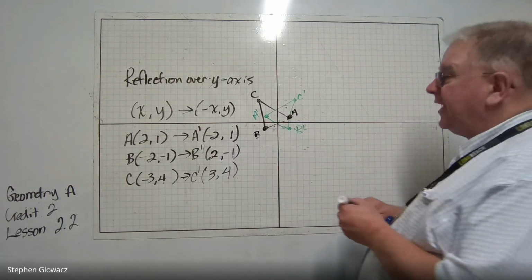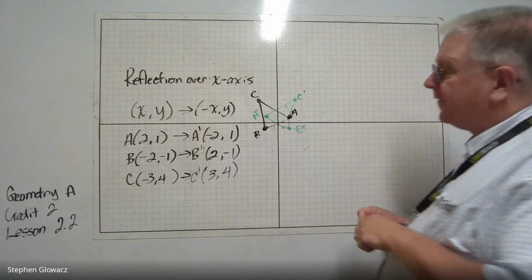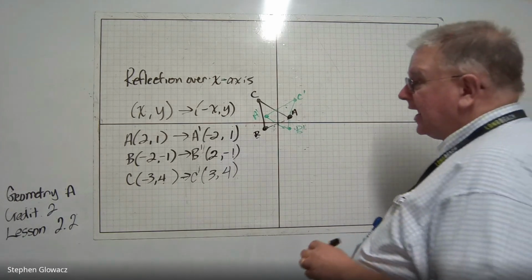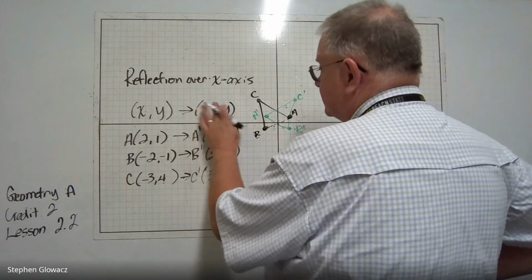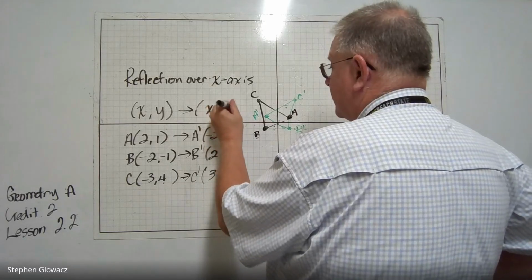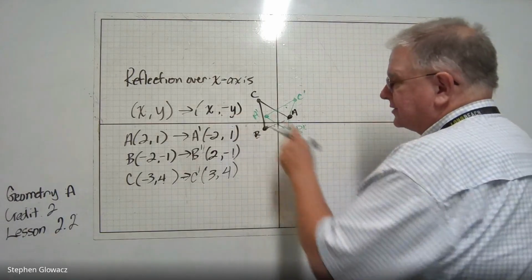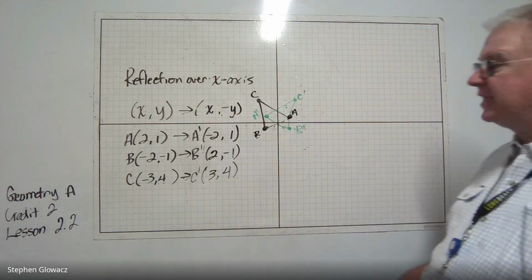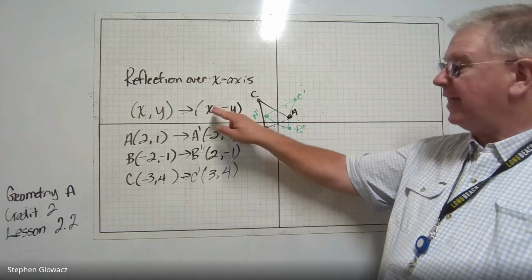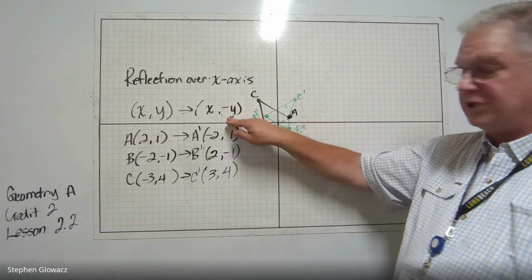Finally, we'll take a look at a reflection over the x-axis. Now, the rule for that is very similar. For the x-axis, (x, y) becomes (x, negative y). So instead of x being the opposite sign, y is going to be the opposite sign. And as we said earlier, a better way to read that is x, opposite y. So the x coordinate will stay the same. The y coordinate will change its sign.